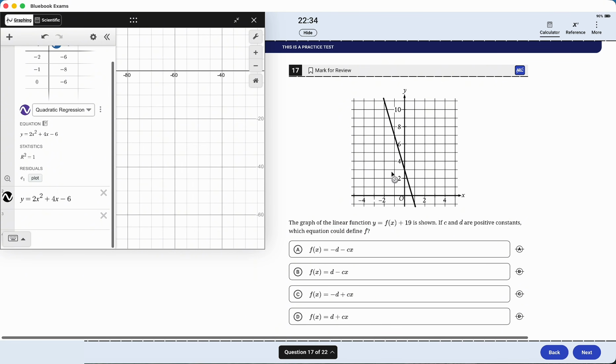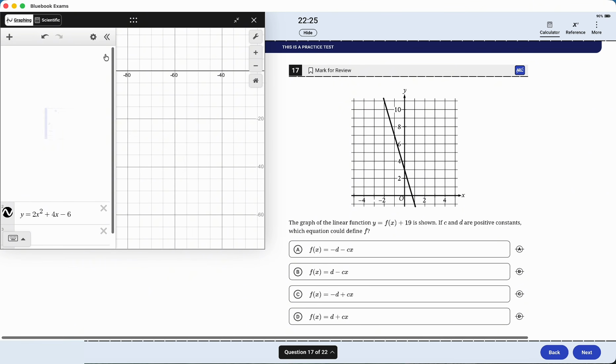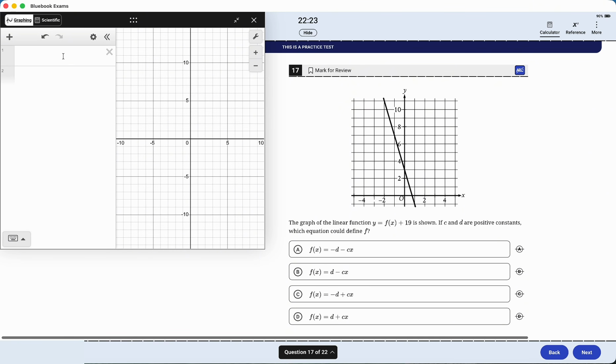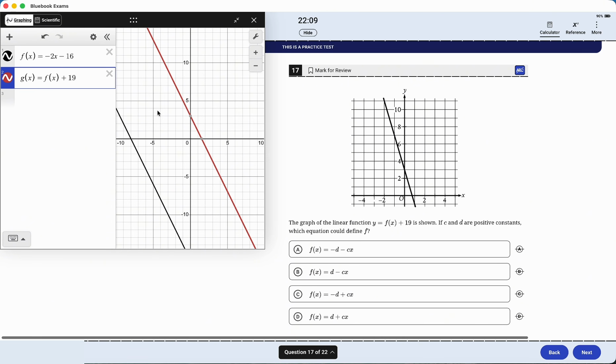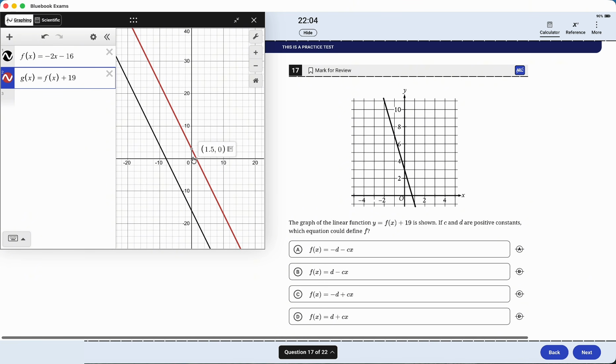So if what I'm looking at is f of x after it was moved up 19, then where's the original f of x? Well, it's going to be 19 below, right? So here's an example. Let me just make up an equation here. So you see, I can write something like this: f of x equals, let's say 2x minus 16, or let me make it negative so it looks the same. And then you see I can do g of x equals f of x plus 19, right? So this is the one we're looking at. Whereas f of x is just below, right?